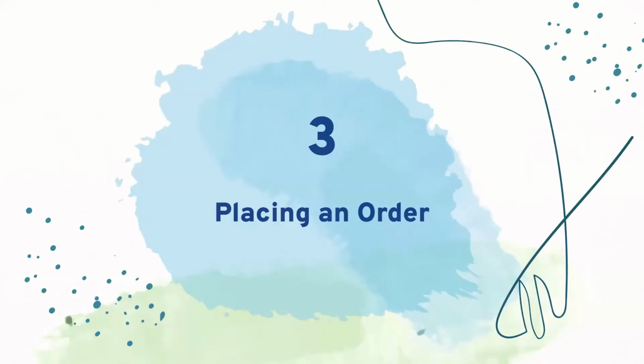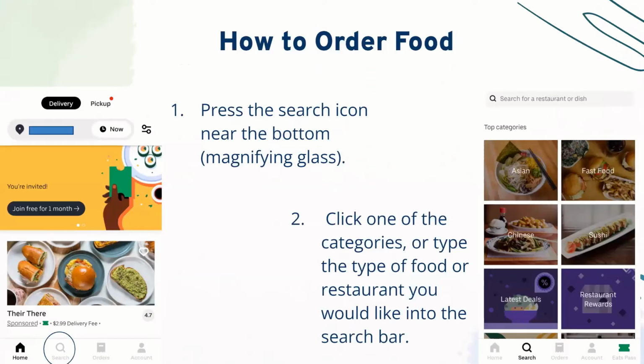So now we'll be going over how to place an order with Uber Eats. So how to order food. First, you'd have to press the search icon near the bottom. Usually you could see it with the magnifying glass. Next, you'd click one of the categories or type the type of food or restaurant you would like to find into your search bar.